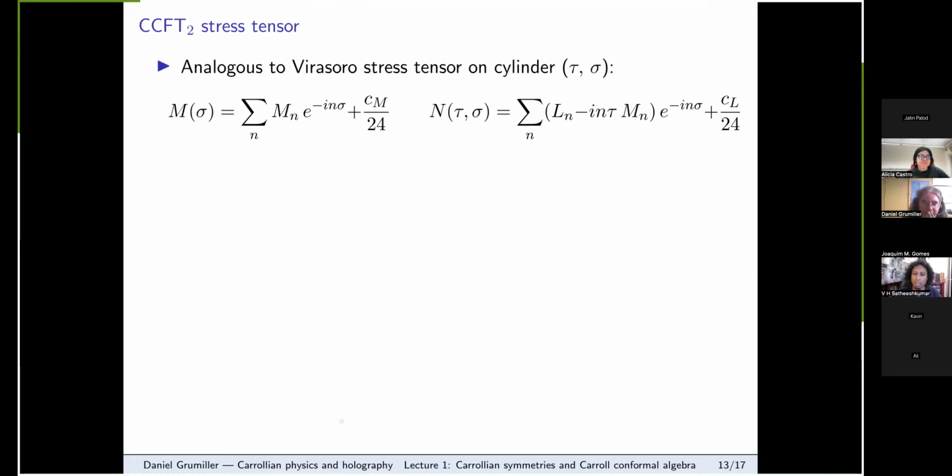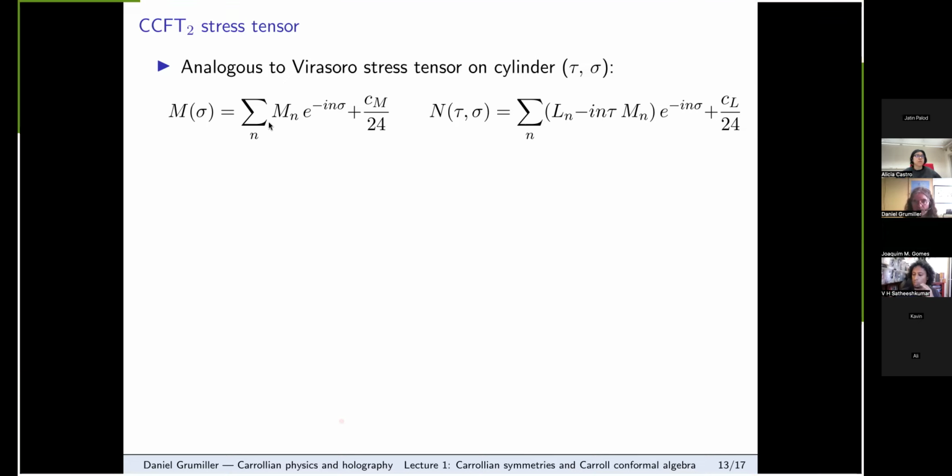Okay. So the next item is the Carrollian conformal field theory stress tensor. This is analogous to the Virasoro stress tensor. I'm now on the cylinder with coordinates tau and sigma, so sigma is 2 pi periodic and tau is the Carrollian time. Recall that the Virasoro stress tensor is composed of the Virasoro modes. You have an infinite sum over all integers, L_n, and then you have e to the minus i n sigma and the shift by the central charge.